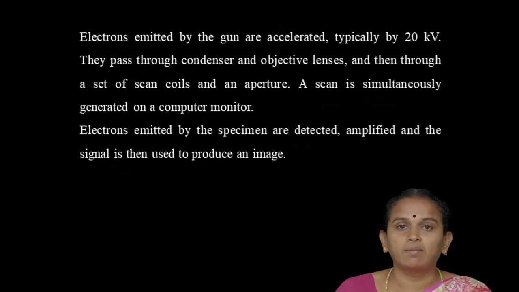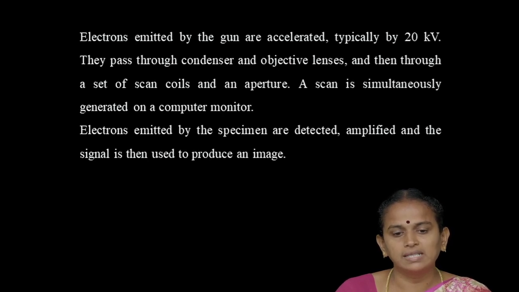The electrons emitted by the gun are accelerated, typically by 20 kilovolts. They pass through the condenser and objective lenses and then through a set of scan coils and an aperture. A scan is simultaneously generated on a computer monitor. The electrons emitted by the specimen are detected and amplified, and the signal is then used to produce an image. Finally, we can get the image of the particular sample.